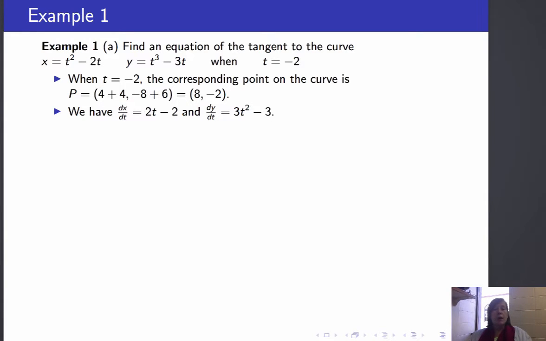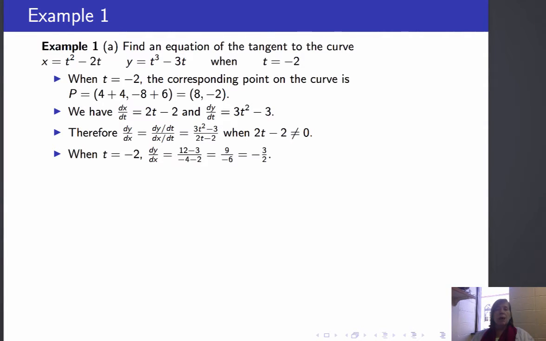Well, now we want the slope of the tangent through that point, so we must calculate dy/dx, and of course this is dy/dt divided by dx/dt. So dy/dt is 3t squared minus 3, and the derivative of x with respect to t is 2t minus 2. Whatever the t value is, dy/dx is (3t squared minus 3) over (2t minus 2) by our formula, and this gives us the slope of the tangent as long as 2t minus 2 is non-zero.